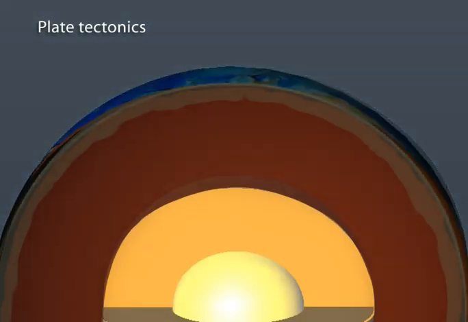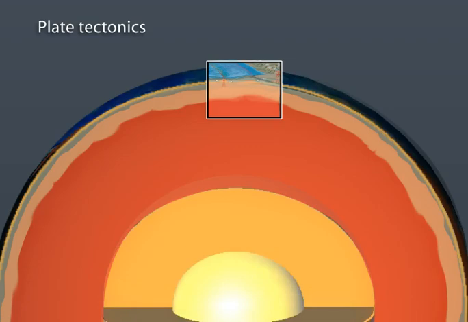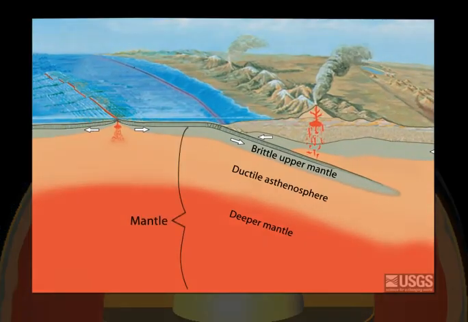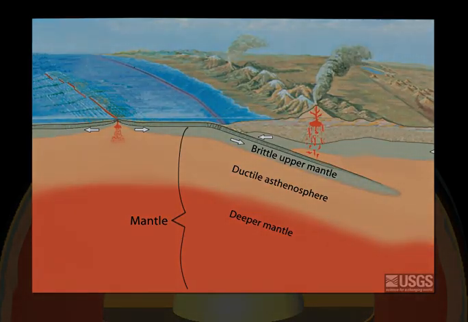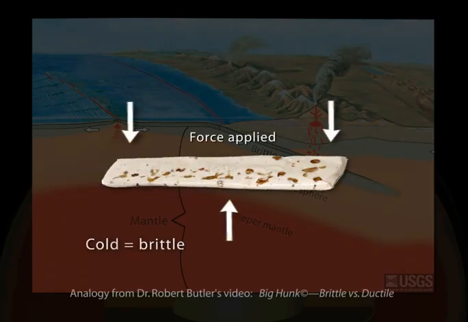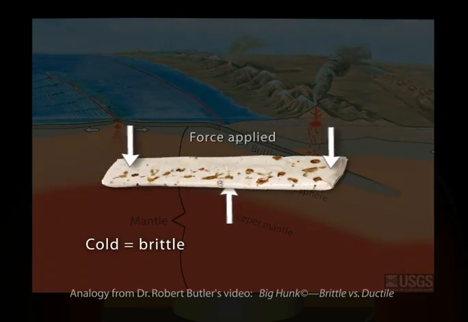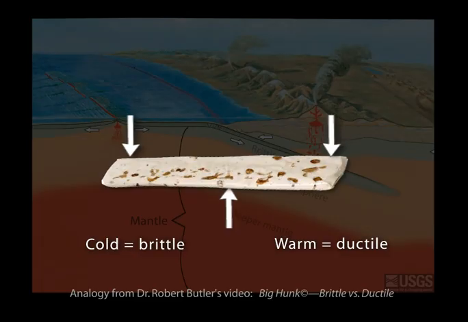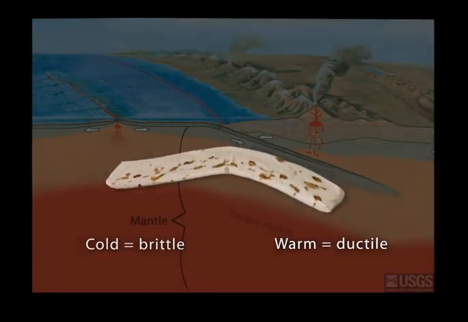As you recall, the cool uppermost part of the mantle is brittle. How can the top of the mantle be brittle when the same material in the asthenosphere is ductile? A Big Hunk candy bar can be used as an analogy. Like the uppermost cool mantle, when the Big Hunk is cold, it is brittle and breaks when bent. When you heat it up, it becomes ductile or plastic and can bend and flow.